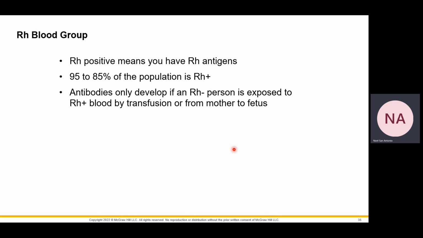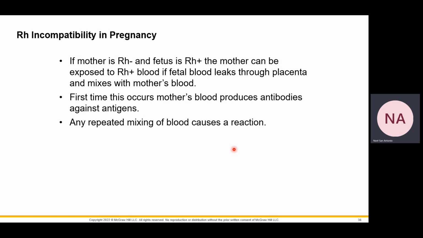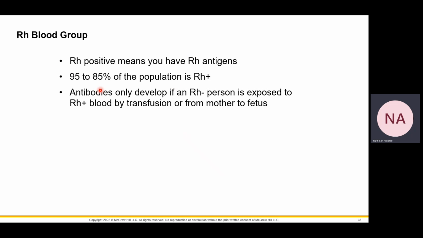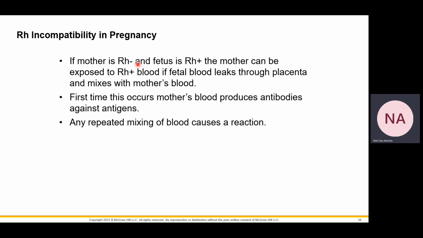Antibodies develop only if an RH negative person is exposed to RH positive blood by transfusion or from mother to fetus. Paano nangyayari yun? If the mother is Rh negative, for example, and the fetus is Rh positive, kasi sabi natin 85 to 95% of the population is Rh positive. Nagkataon, yung nanay Rh negative, yung fetus Rh positive. Paano pong nangyari yun?